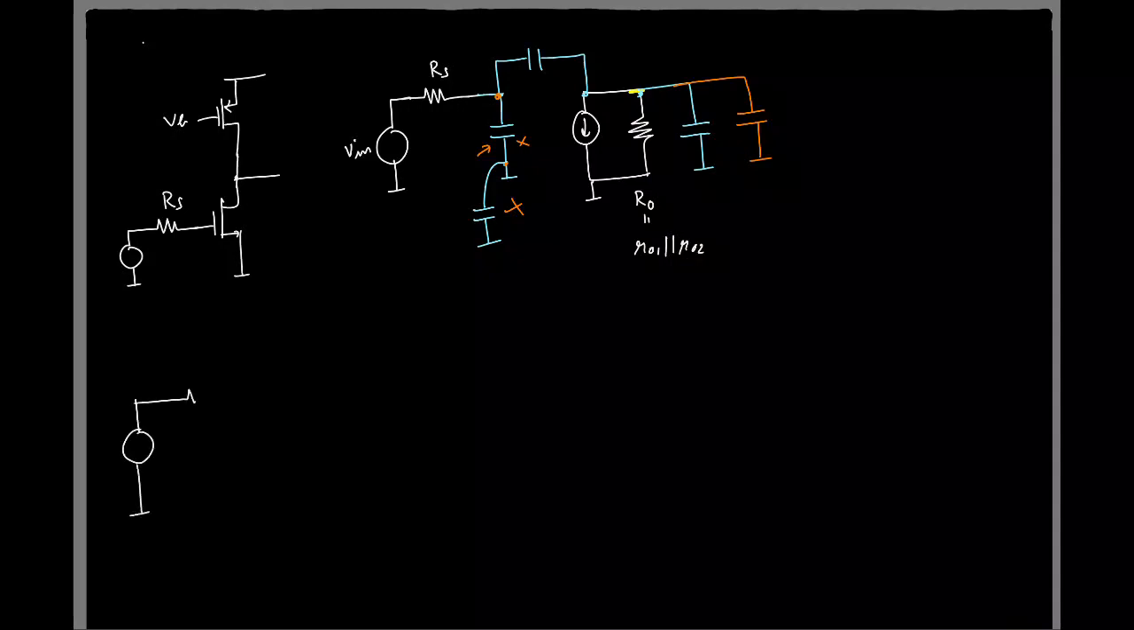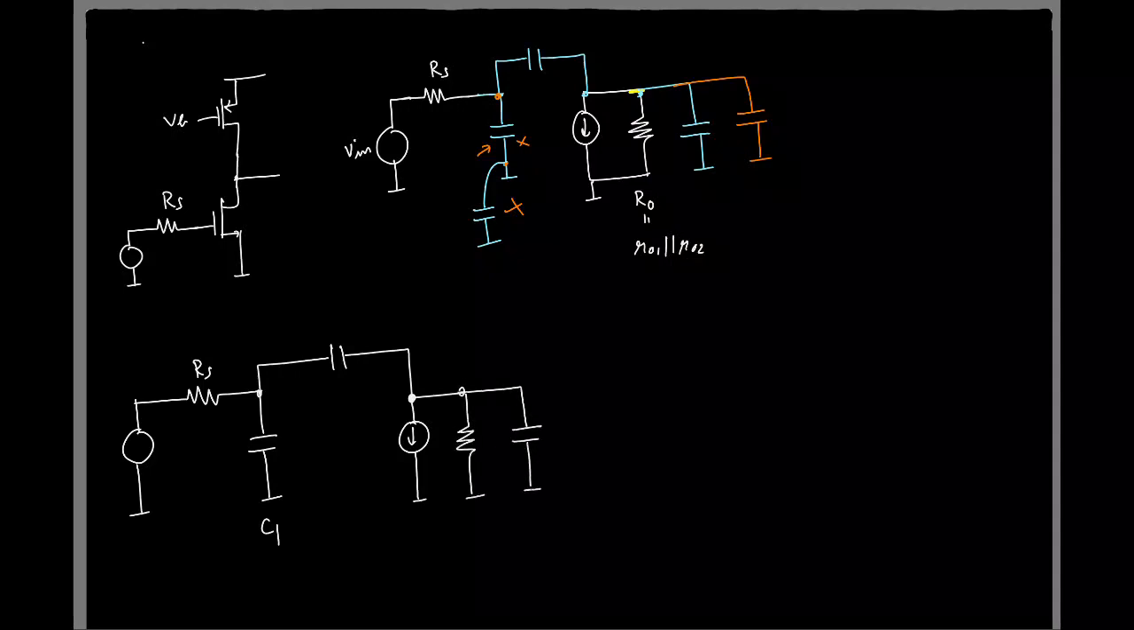Input. I have RS. I'll assume this capacitor is C1. And then I'll have this. So this is R0, C0. So I'll call the gate voltage as some V1. So the current source is GM times V1, and say the output is V2.